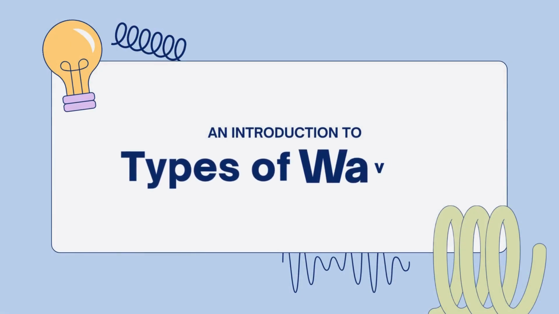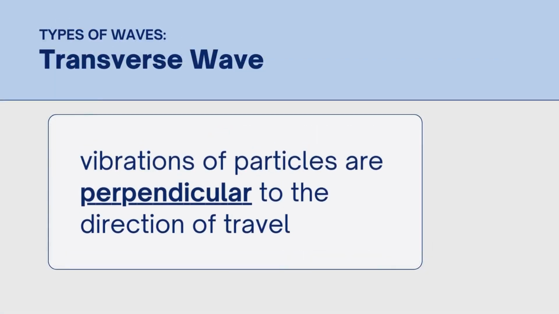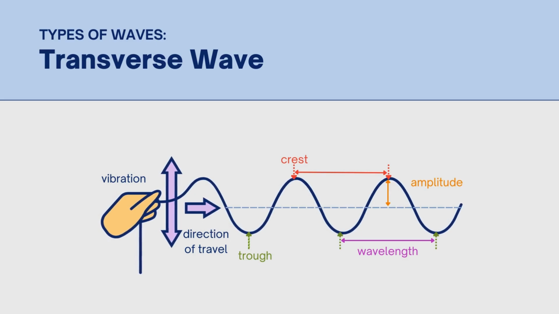Now I give you an introduction to types of waves: transverse wave and longitudinal wave. First, I tell you about the transverse wave. Vibration of particles is perpendicular to the direction of travel. One wavelength is equal to the distance between two crests or two troughs.